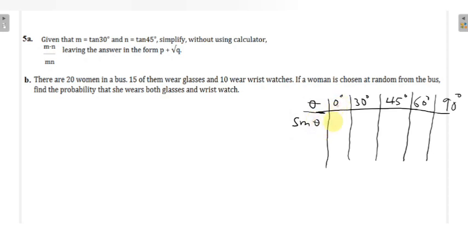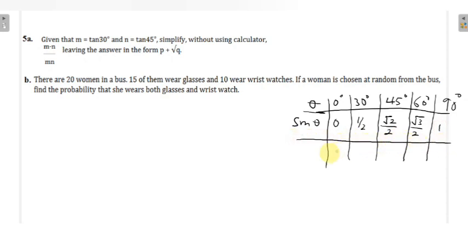Sine 0 degrees is 0. Sine 30 degrees is 1 over 2. Sine 45 degrees is root 2 over 2. And sine 60 degrees is root 3 divided by 2. Sine 90 degrees is 1.